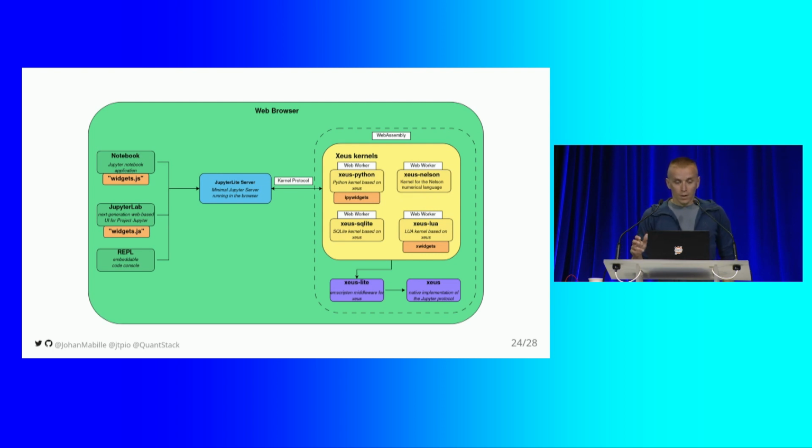On the left side, there are the interfaces. On the right side is more of the execution environments with the kernels. They run, most of them, in a web worker. And you can see that here I'm just taking the example of the Xeus kernels because, yeah, you can compile C++ to WebAssembly.